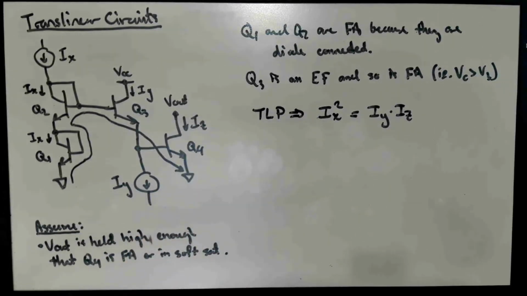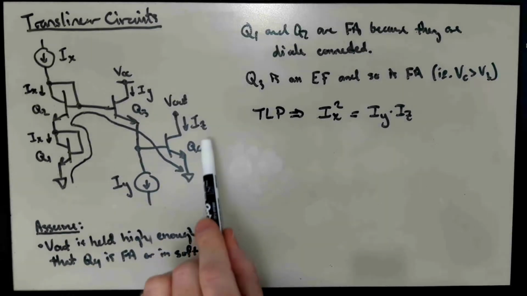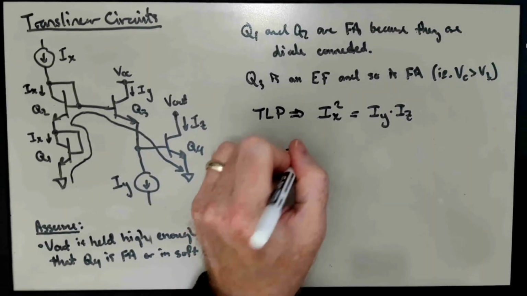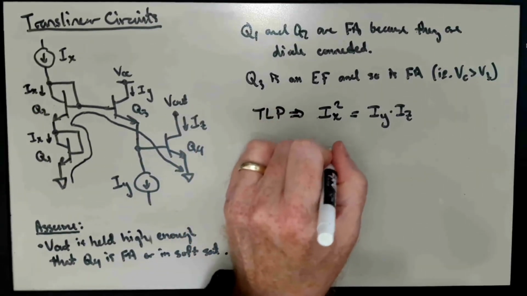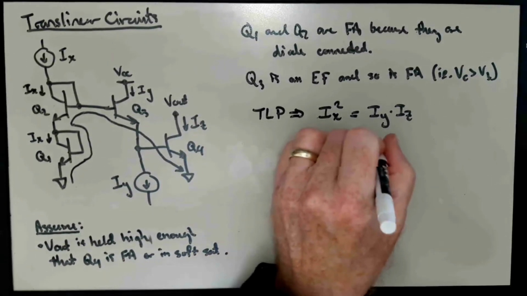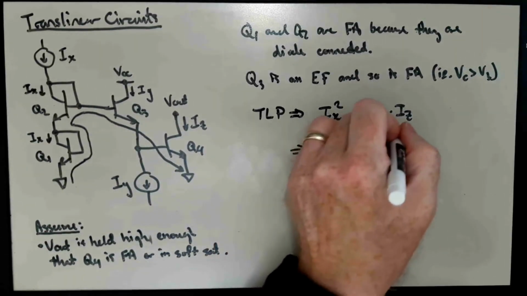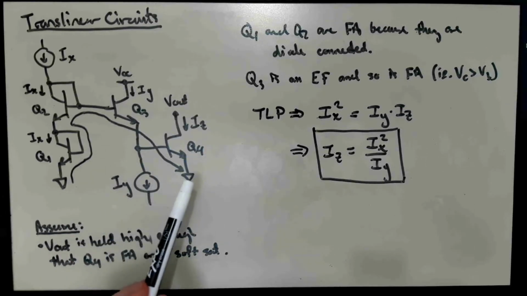Well, the output of the circuit is IZ, right? So what we would like is a relationship between the output current and the input currents, and we can get an explicit expression by solving this equation for IZ. That's what the circuit does for us in some sense. And we would find that IZ is equal to IX squared over IY.